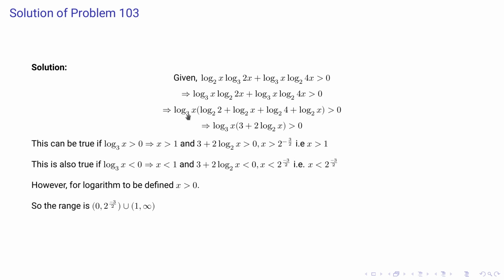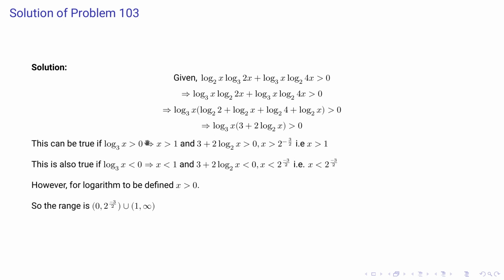Now we take log of x with base 3 common. So 2x can be written as log of 2 plus log of x, and 4x can be written as log of 4 plus log of x. So log of 2 with base 2 is 1 and log of 4 with base 2 is 2. So 2 plus 1 is 3 here, and then we have 1 log x here, 1 log x here, that becomes 2 log x with base 2.